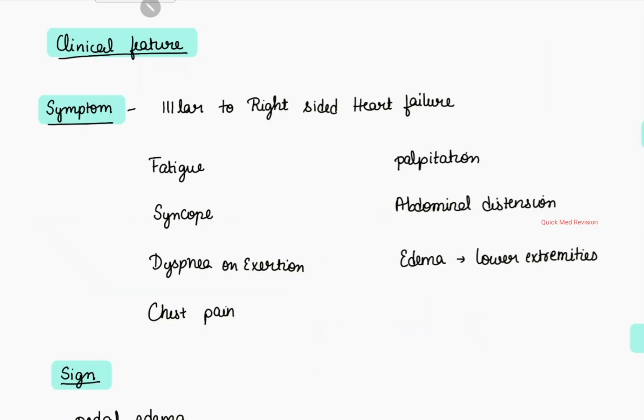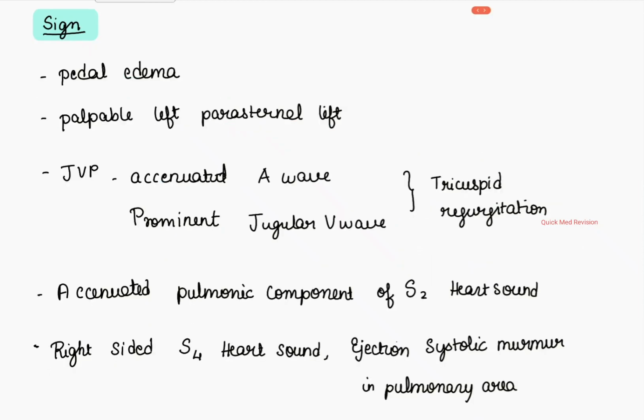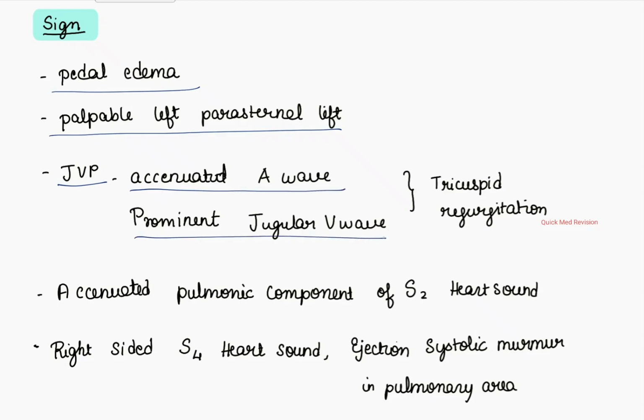Clinical features: the symptoms are similar to right-sided heart failure, that is fatigue, syncope, dyspnea on exertion, chest pain, palpitation, abdominal distension, edema of lower extremities. Signs include pedal edema, palpable left parasternal lift. Then we have JVP with attenuated A wave, prominent jugular V waves, which are similar to tricuspid regurgitation.